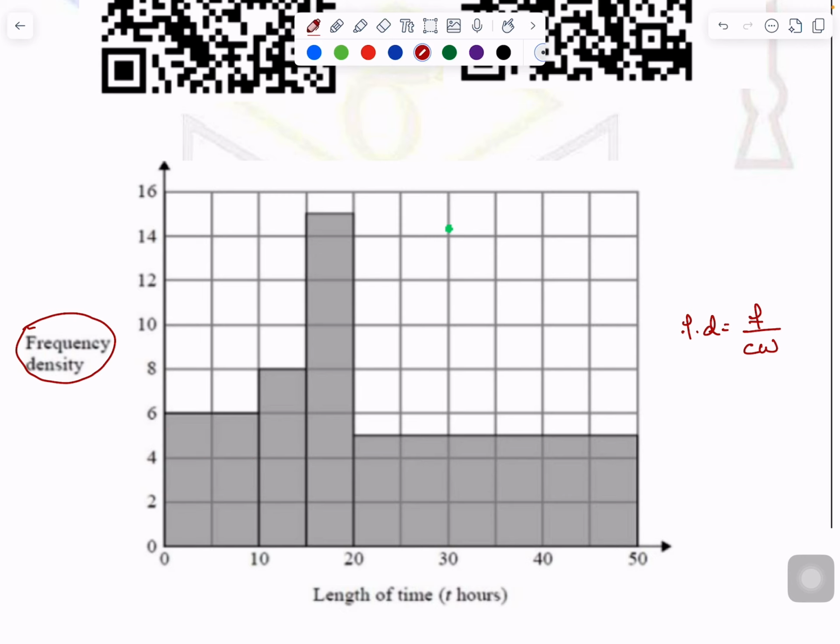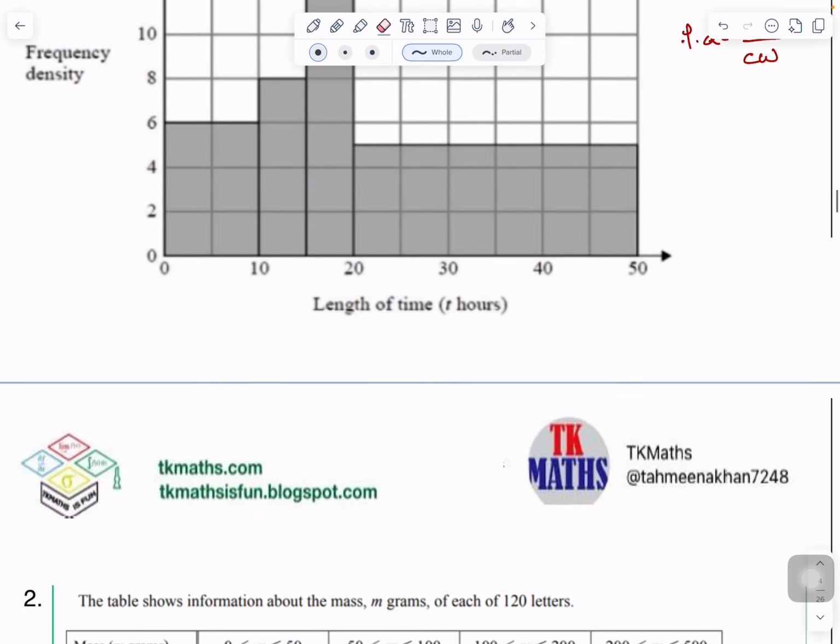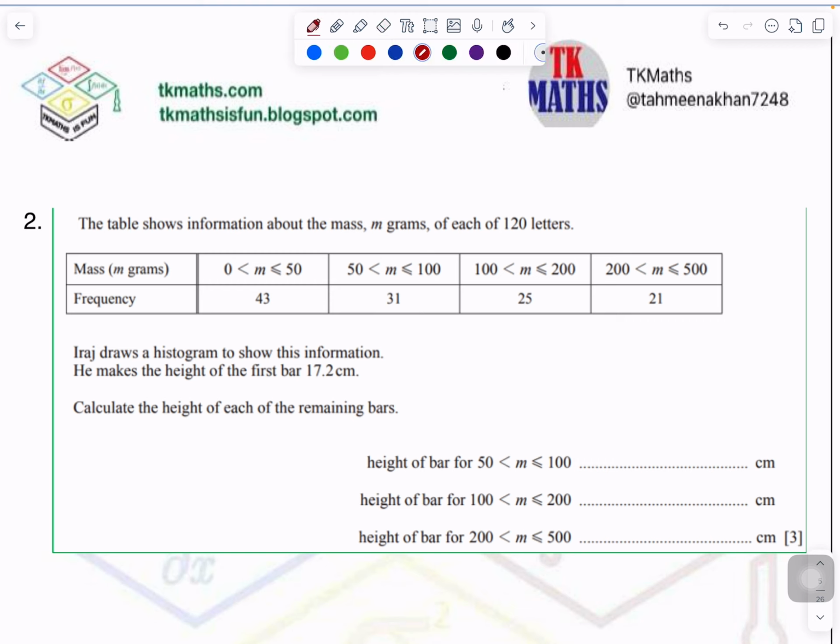So let's see the question. This question is a little different. I'm sure you will enjoy doing it. It's a past paper question. The table gives you information about the mass in grams of 120 letters. Letters which have mass between 0 to 50 number 43, the first one. Similarly, you know the frequency for the rest of the letters, which have weight between 50 to 100, 100 to 200, 200 to 500. Now the question is, Iraj draws a histogram.